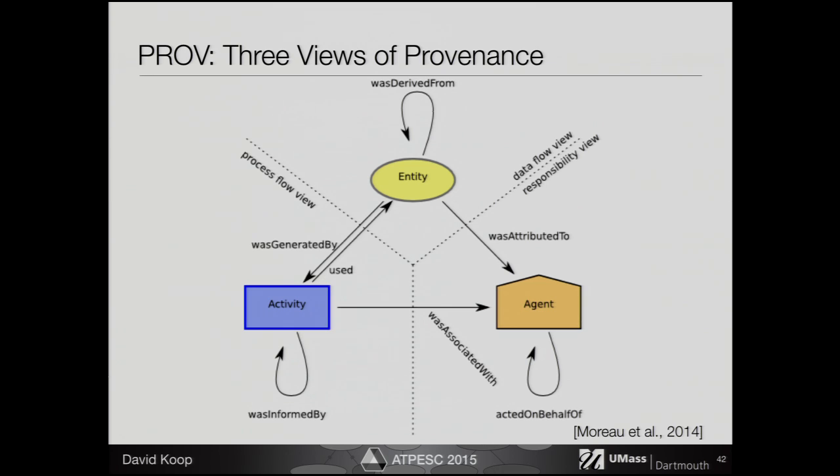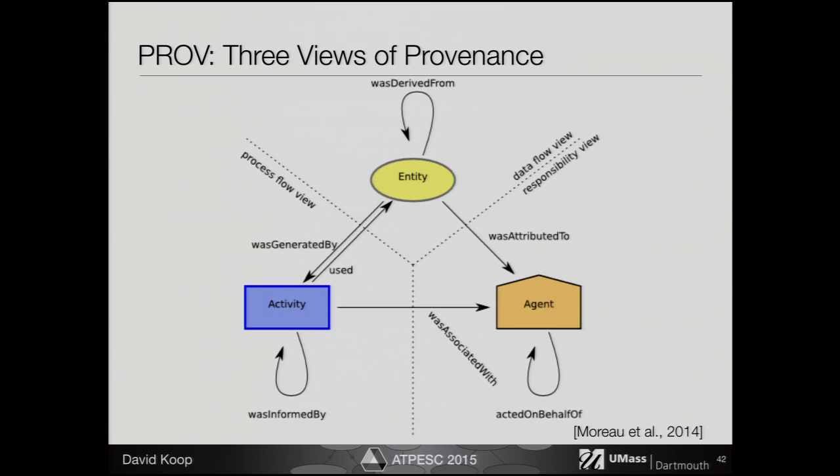But the nice thing about these three things is you can think about three views of provenance with them. If you just live in the entity world, you can talk about things that were derived from. Here's my output data, it depended on this input data, those data depended on this other input data, and you can draw these graphs of just the data dependencies. Nothing about what the computations were. And that's really the data flow view.